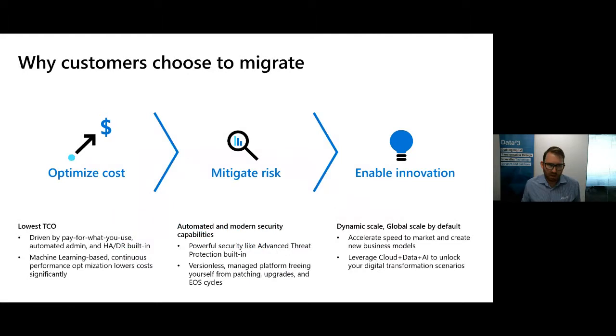So why customers choose to migrate overall comes down to how we optimise our cost. Can we do things in new ways that breaks that regular 3, 4, 5 year cycle of data centre refreshes, hardware, and then the build process and deployments and so on. With cloud and with Azure Cloud, you pay for what you use. There's a lot of automated admin built in, and a lot of the optimisation happens behind the scenes using machine learning and of course the threat detection as well, which is that risk mitigation. How do you keep on top of that and have that managed for you?